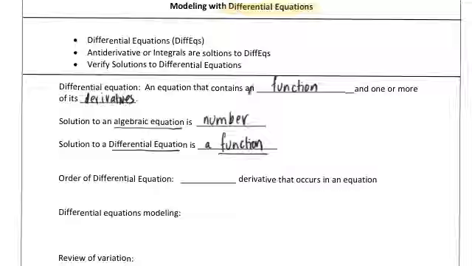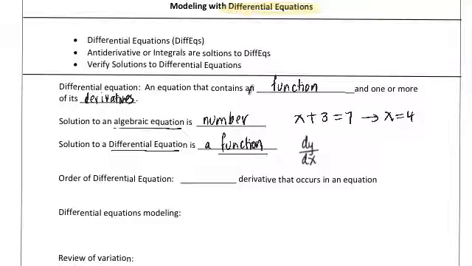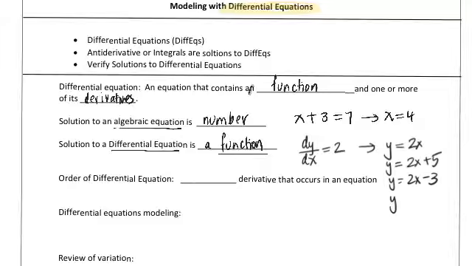We know that when we say x plus 3 is equal to 7, when we solve that, x is a number. But a differential equation is going to be something like dy/dx is equal to 2, for example. So the answer to this problem is going to be y, the function y, is equal to 2x. That could be one answer to the problem. But you know that it could also be 2x plus 5 or 2x minus 3, right? In fact, the general solution to that is any function 2x plus c.